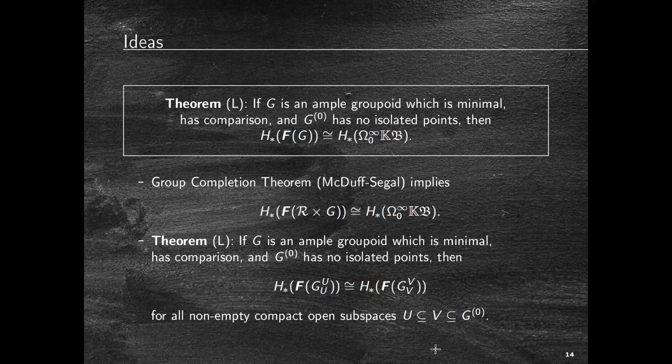This in particular applies to these two groupoids, R cross G and G, because you can get G from R cross G by restricting to a particular subspace. And then this result would tell you that, up to homology, these two agree. And so that's the way you get this result.